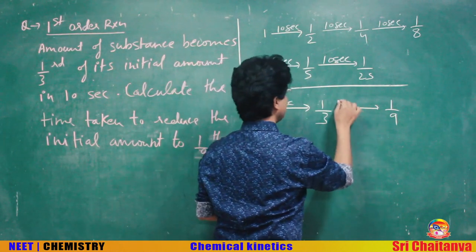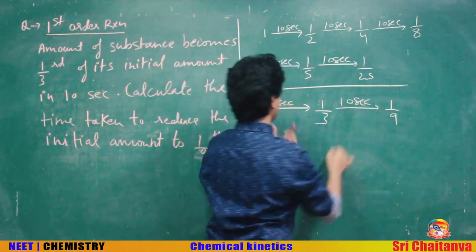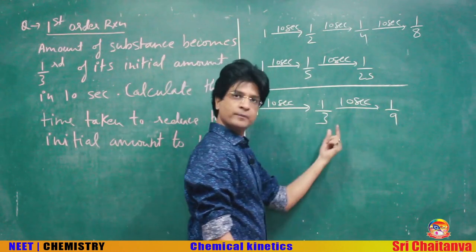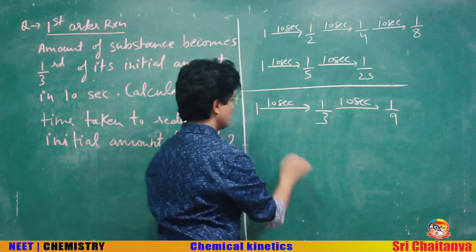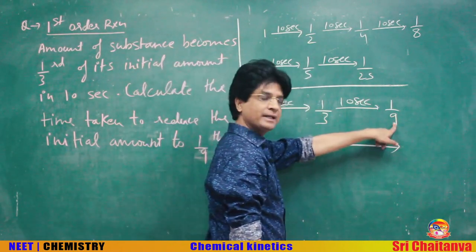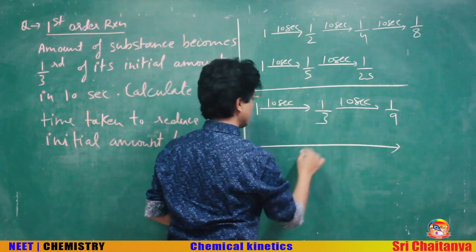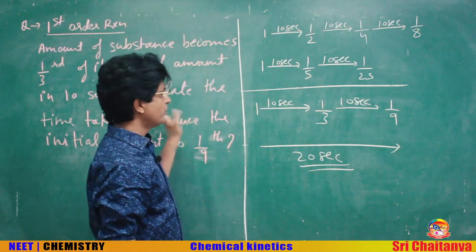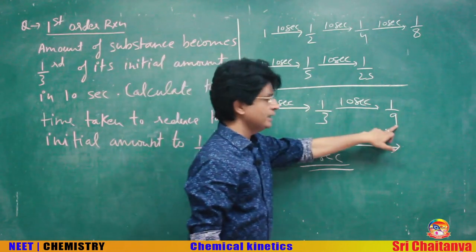So it will also require the same time because I am going to finish the same fraction of reaction, 1 by 3 and 1 by 3. So it will also require 10 seconds. So the time taken to reduce this initial amount of 1 molar to 1 by 9 will be how much? 10 plus 10, that will be 20 seconds. So 20 seconds will be required to reduce the initial amount to 1 by 9.